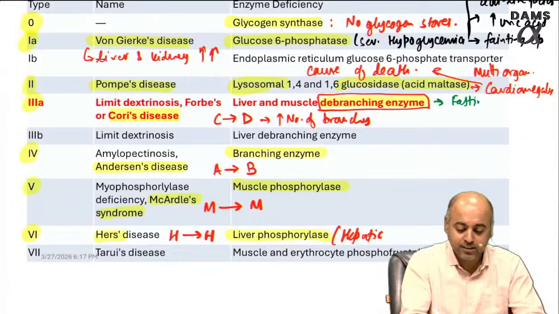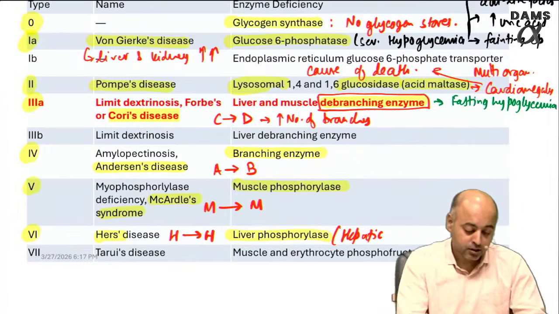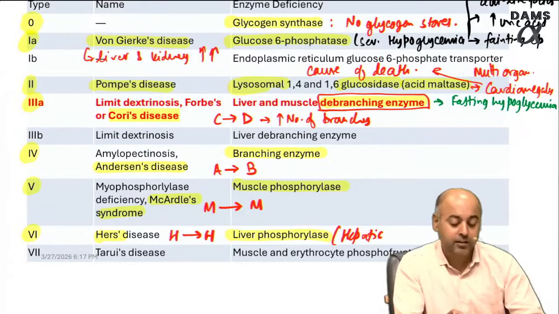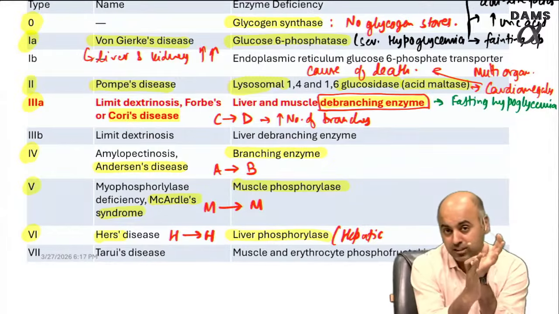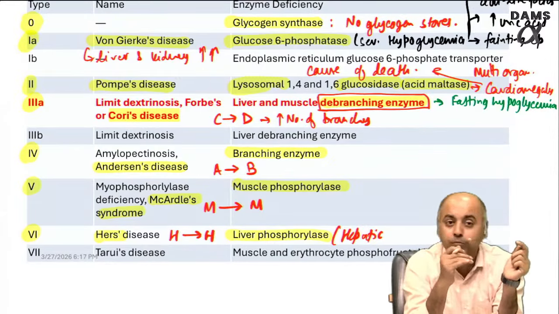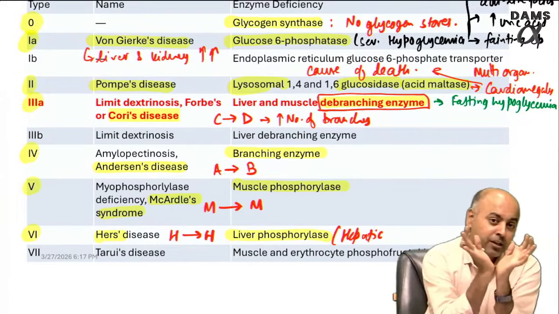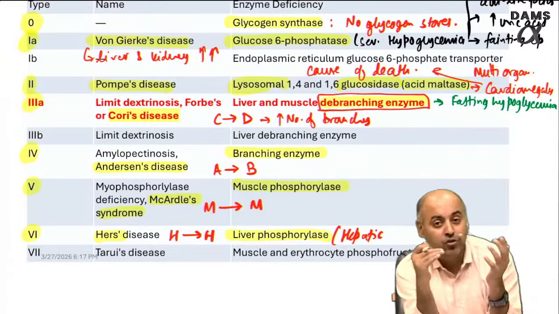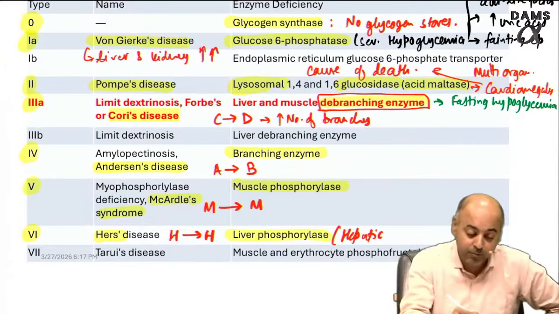fasting hypoglycemia. The linear part is degraded by the phosphorylase, right? But when you reach the branch positions, they are resolved by the debranching enzyme. So as long as the linear parts are being broken, the hypoglycemia will not happen. So in the post-fed state, the hypoglycemia is not there. But when it comes to a turn to break the branches, the debranching enzyme is not there, and that is the time when we have reached the fasting stage. So you get the fasting hypoglycemia.